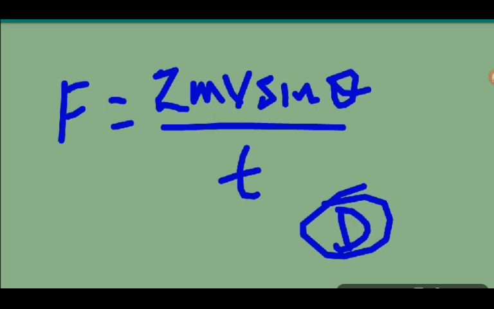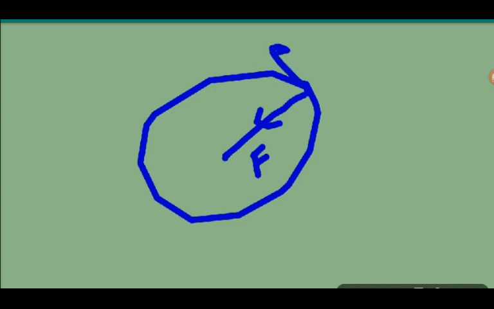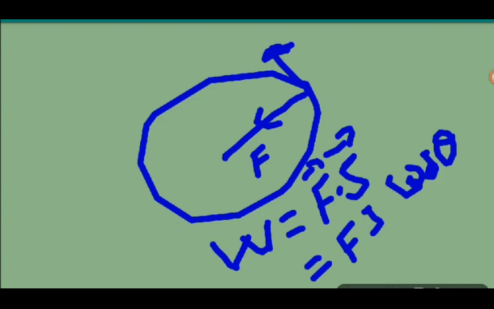Okay, so let's proceed to the other question. Question number 10. According to work energy theorem, the work done by a tension on an object tied to a string moving in horizontal direction is... We have the force, then work is the dot product of force and displacement, but they are 90 degrees with each other. So we have equal speed now, change of direction only. So in this case we have a 0 result, so we don't need to consider the other relation.